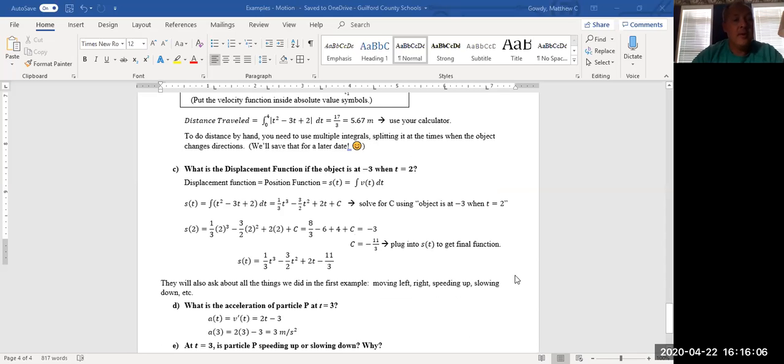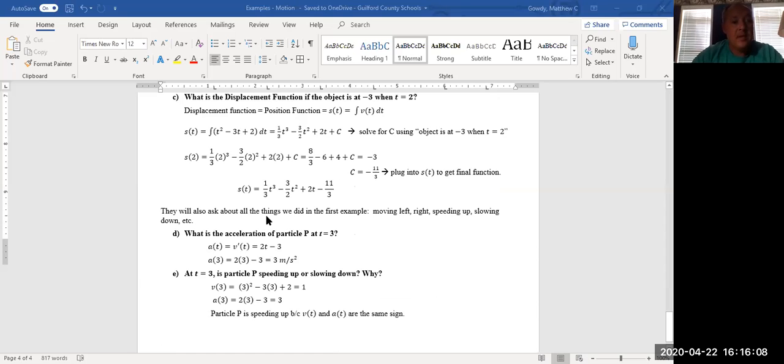So now, a couple other things that they're going to ask with this. They'll also ask about all the things that we did in the first example. When is it moving right? When is it moving left? When is it at rest? When is it speeding up? When is it slowing down, etc.